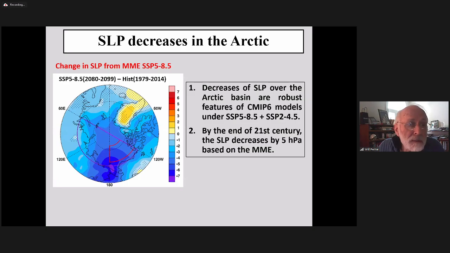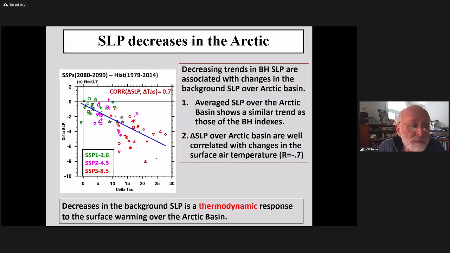And this plot shows the SSP decreases in the Arctic. I got ahead of myself. It's change in sea level pressure with the mixed model mean of 8.5. And so that's the difference. And what we see is decreases over the Arctic basin under 8.5, 4.5, by the end of the century up to 5 hectopascal for the mixed model mean.